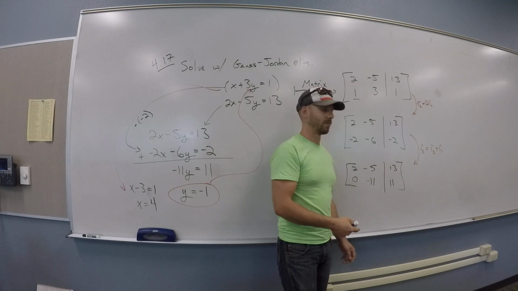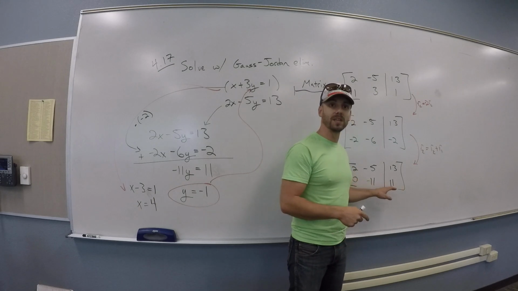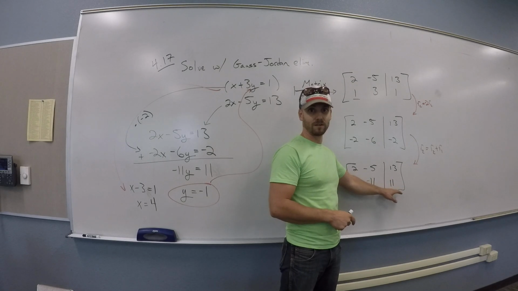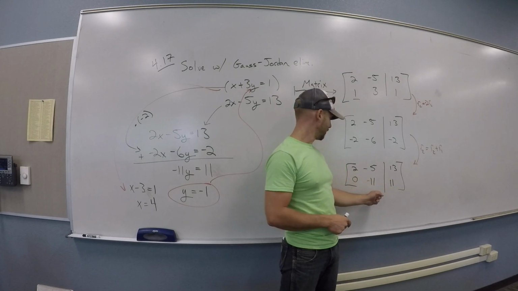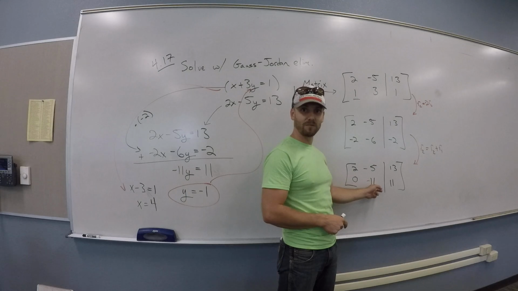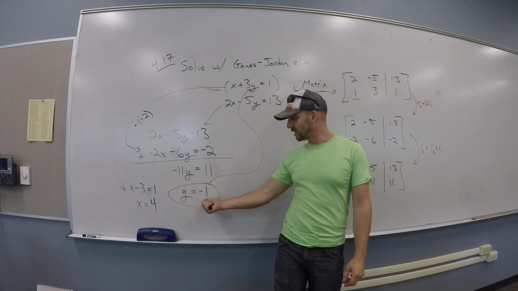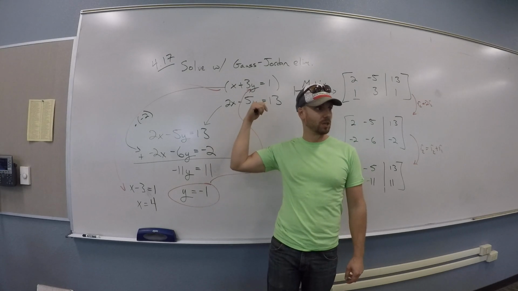So that's your answer. So this bottom one gives me that same -11y equals 11. You guys see that? There's no x's, minus 11y's equals 11. Okay, so I'm back to this spot, and I can just back substitute from there.